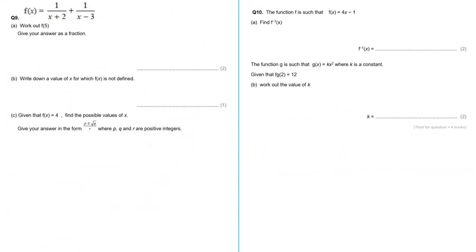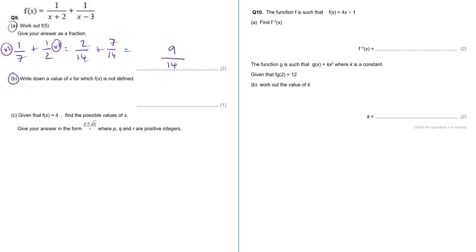Overall, I think question 9 is definitely the hardest question here. The first part, we've got to substitute 5 into our function. So that will give us 1 over 7 plus 1 over 2. Remember, adding fractions, we need a common denominator. So if we multiply top and bottom of the first one by 2, top and bottom of the second one by 7, we'll get that common denominator of 14. Adding fractions, when it's a common denominator, that stays the same. We just add the numerators.